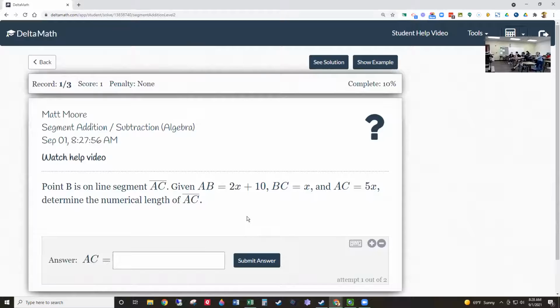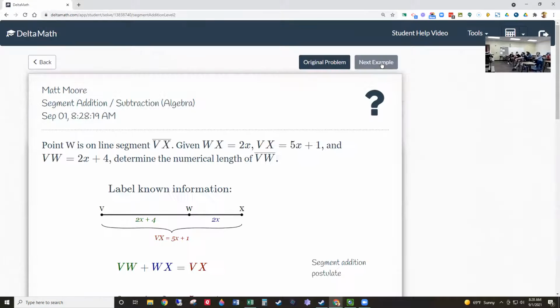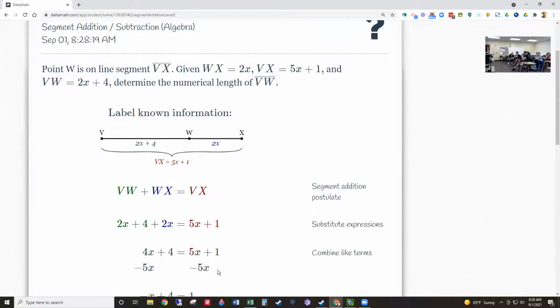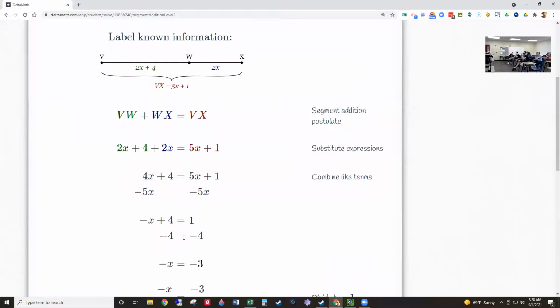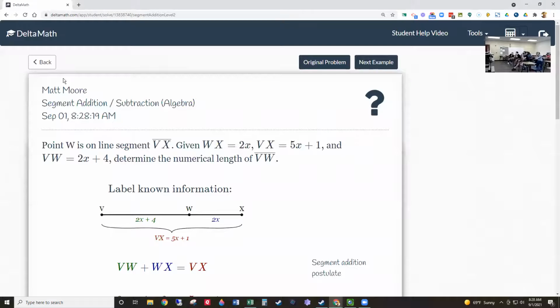Now, ladies and gentlemen, let's look at how to do this if you're having trouble. What could I do on this problem if you try to do it and you get stuck? What's the first thing you would try to do? Show example, right? W is on VX, so they drew a line, they put their labels on it. Then they said these two add up to the big one, and then they solved. Okay, so that's one option.